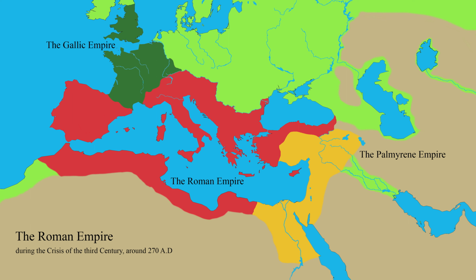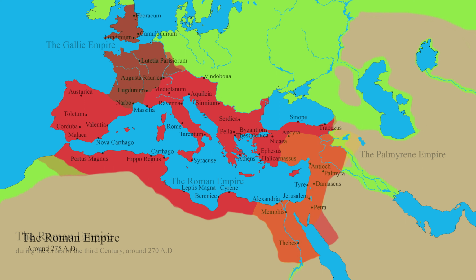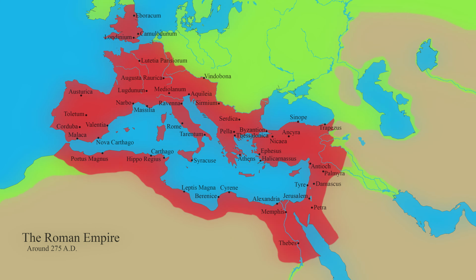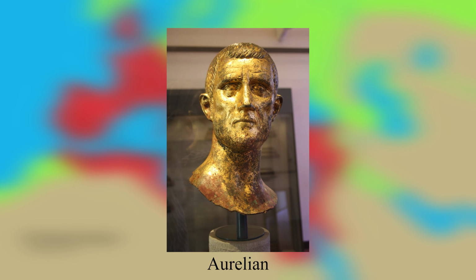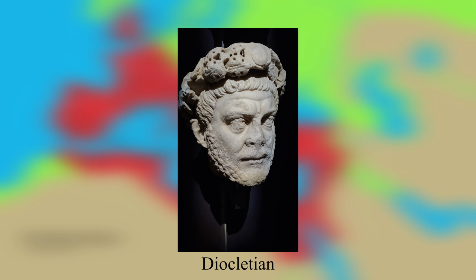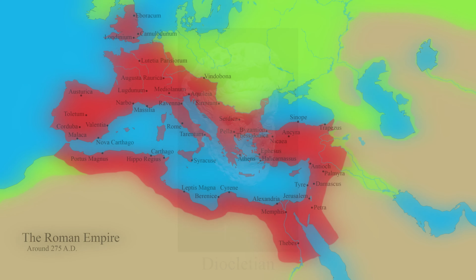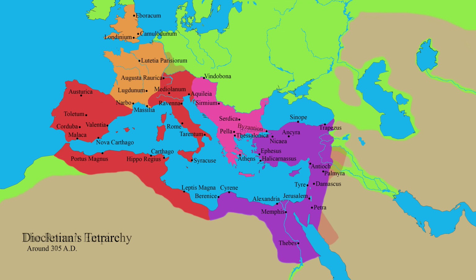Order would be restored by the Emperor Aurelian, who reunified the fractured empire and strengthened its borders and ordered the construction of many city walls. And finally, Diocletian would usher in a new era of Roman history, the Dominate, when he reorganized the empire into the Tetrarchy, the rule of 4, in the year 293. The provinces would be divided among 2 senior and 2 junior emperors.